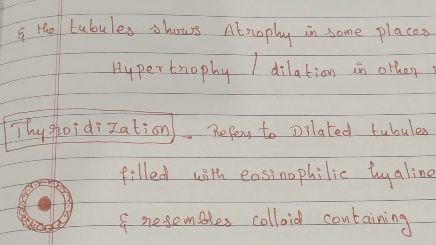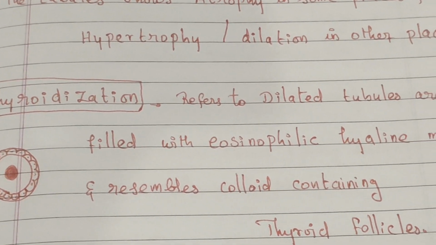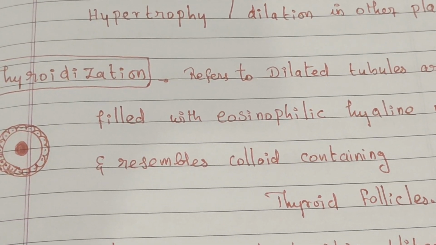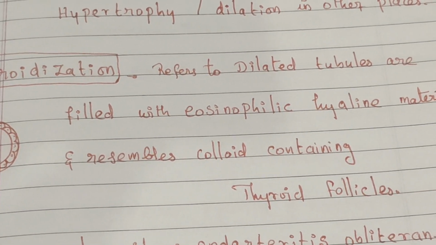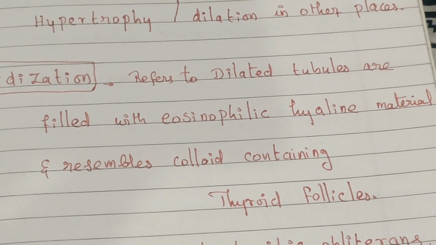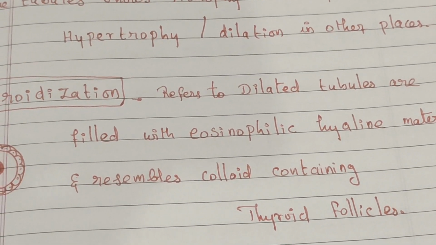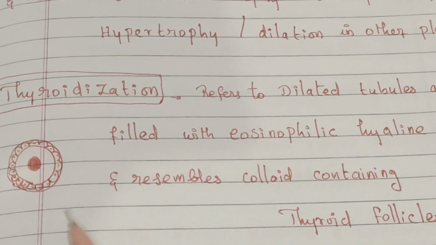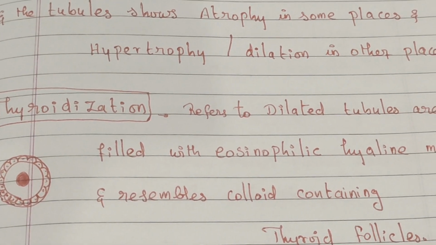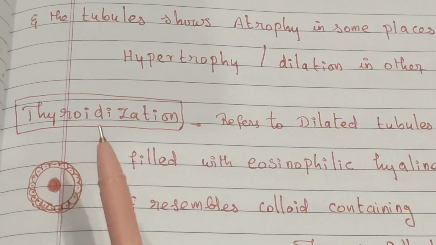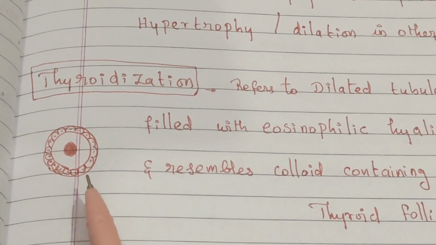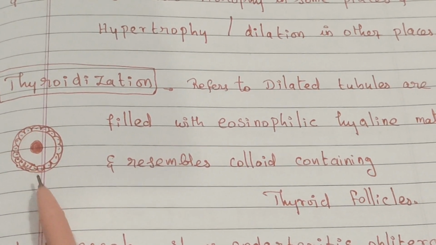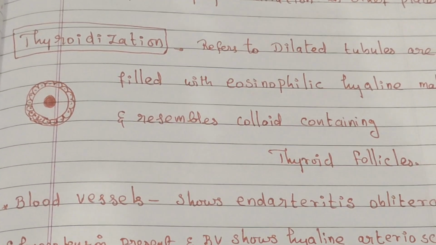The microscopy shows thyroidization. Thyroidization refers to dilated tubules filled with eosinophilic hyaline material, resembling colloid-containing thyroid follicles. That is why it is called thyroidization of the renal tubules.